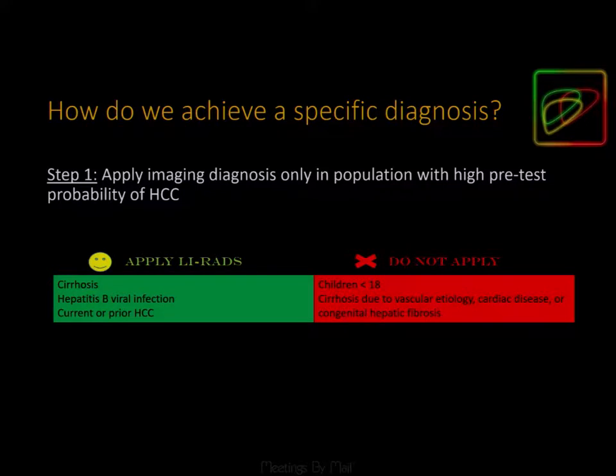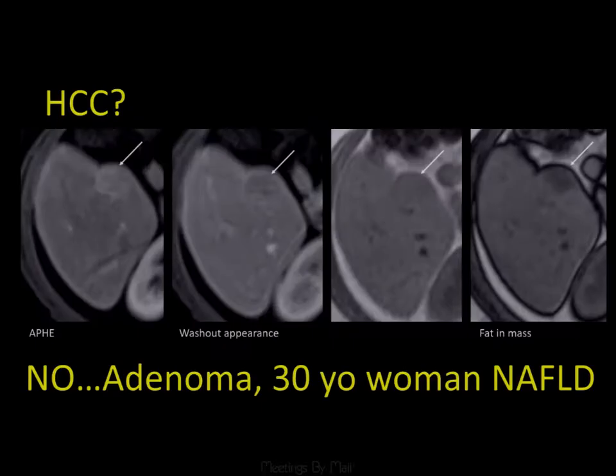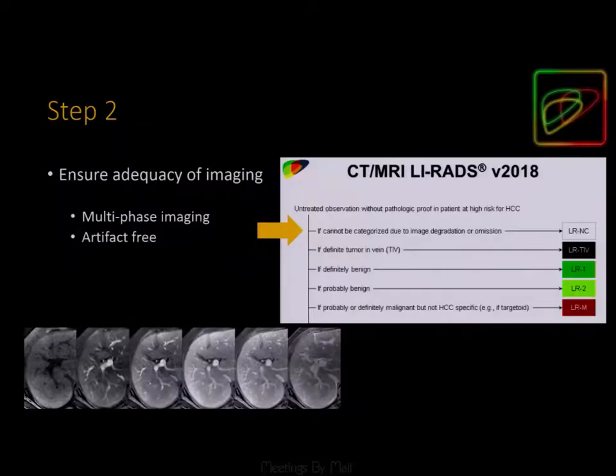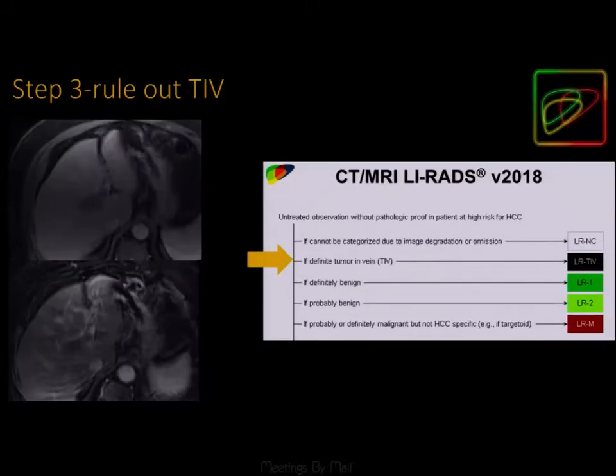Step 1, we just need to make sure that we're applying it to the right patients. So we want to make sure that we're applying it to patients who are truly at risk and have a very high pretest probability for HCC. To avoid this scenario, we don't want to falsely diagnose HCC in someone that doesn't have it. Step 2, we're just going to make sure that we've got the right imaging test. And really that's pretty simple. We need a dynamic contrast enhanced CT or MRI, and we want to make sure we don't have too many artifacts. And if that's the case, then we move on.